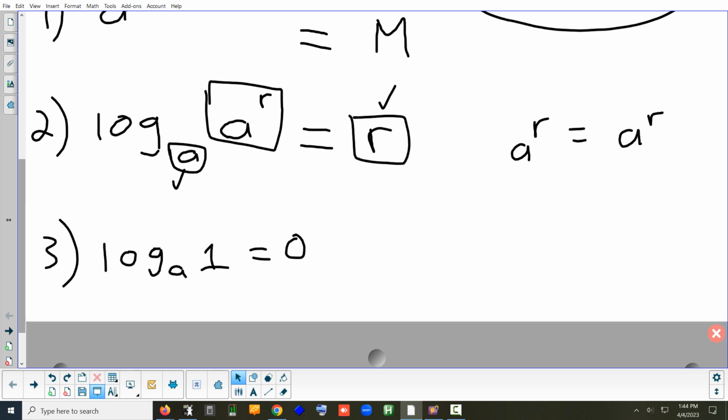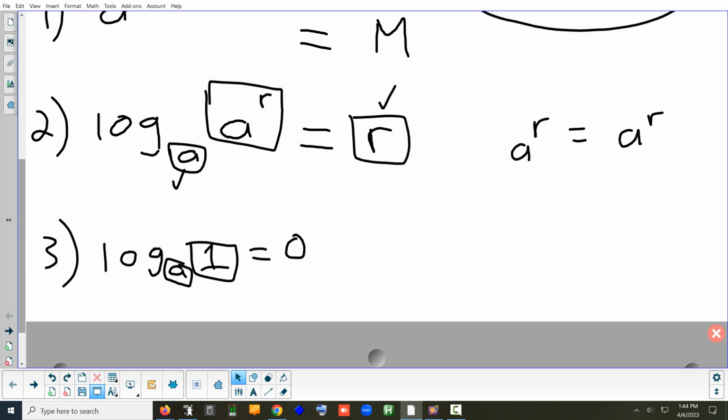Here's our third problem. It says that if you take the log of 1, the answer is always 0. It doesn't matter what the base is. If you take the log of 1, the answer is always 0. Let's write that in exponential form, and you'll see pretty quickly why that one's true.